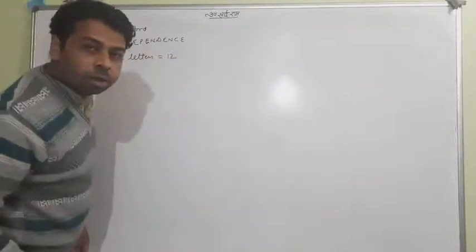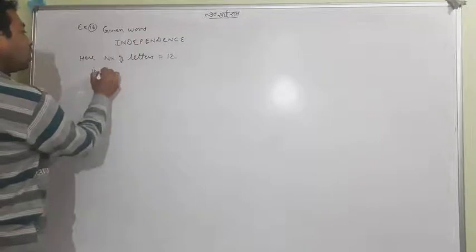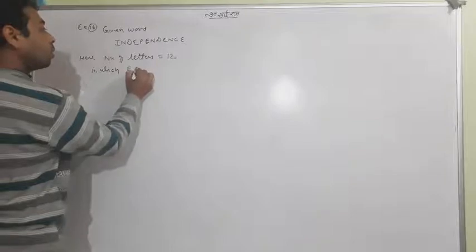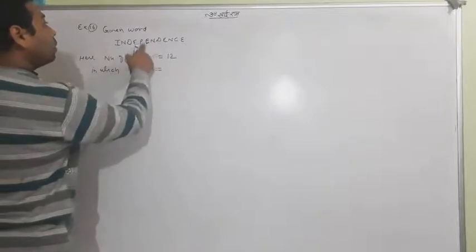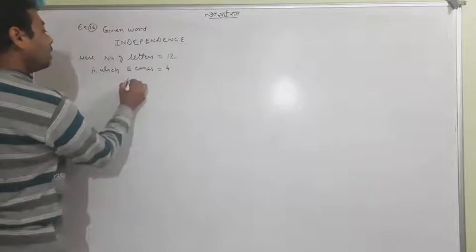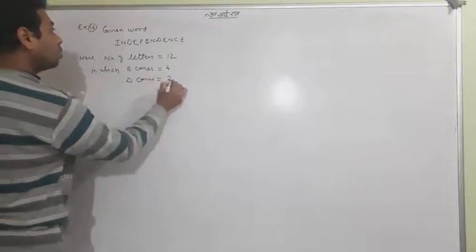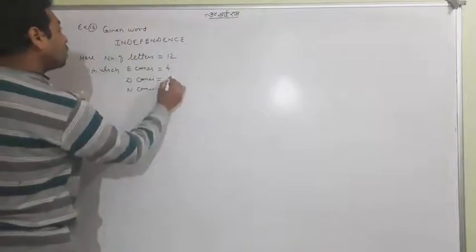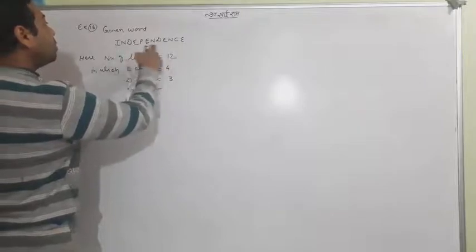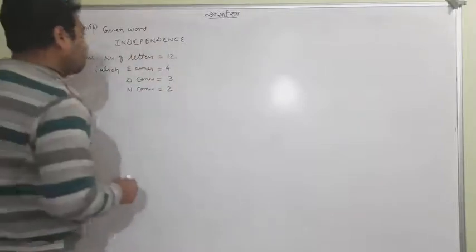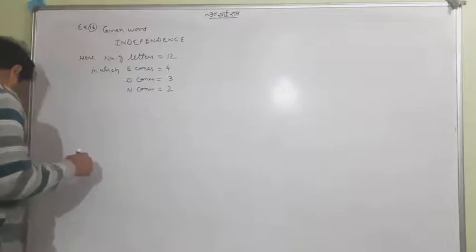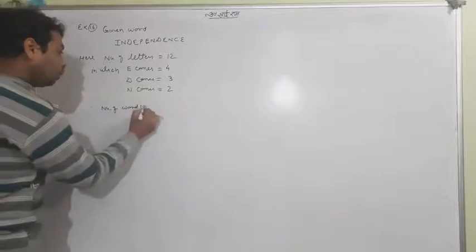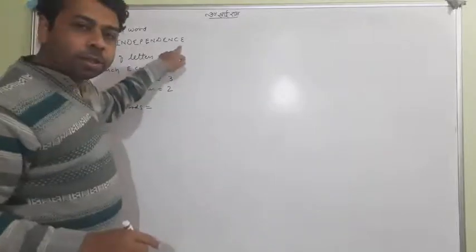But this is not the end. What is important to see is the repetition: E comes 1, 2, 3, 4 times, D comes 2 times, N comes 1, 3 times, and D comes 2 times. So 4, 3, 2. So students, the number of words formed by the letters of the word independence, you should know now, where these repetitions happened.